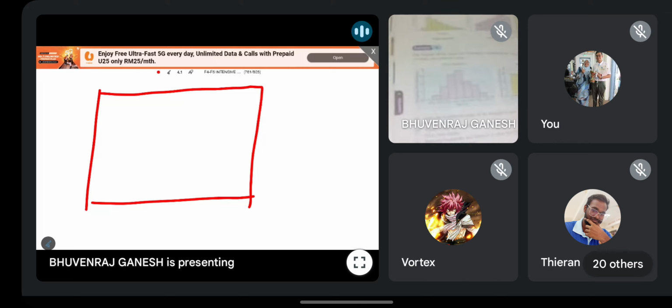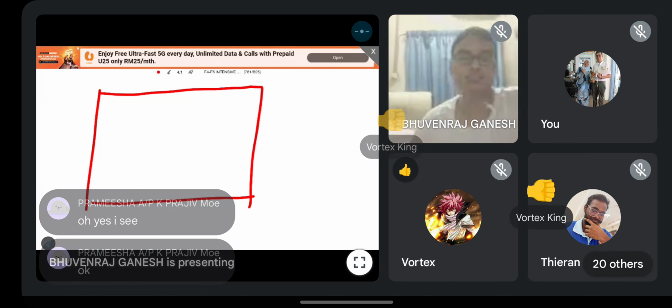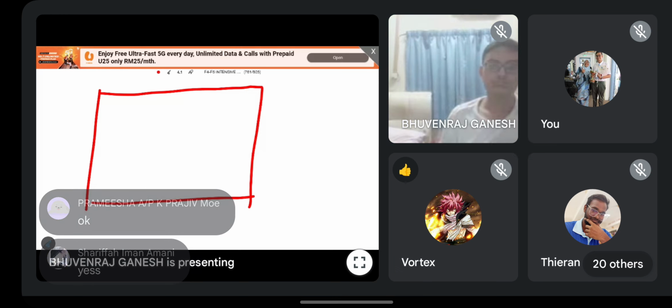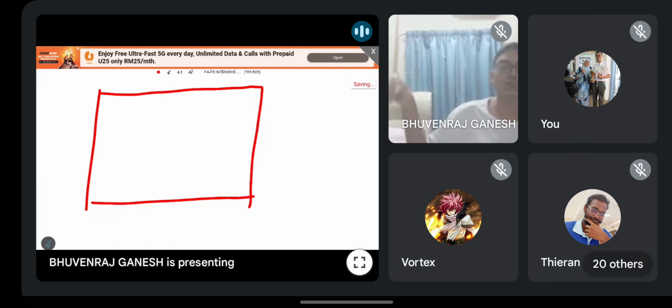Everyone can understand? You refer to your textbook. So this is why. Okay, so remember, it doesn't mean that you must refer to the peak. You have to look at the overall, then only interpret whether it is right skewed or left skewed. Don't just look at one bar and determine. Okay, not like that. You must see the overall. Okay? So, yeah.